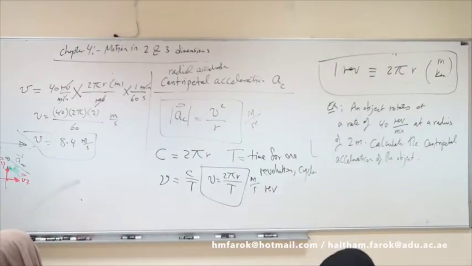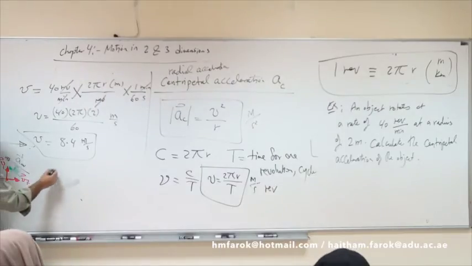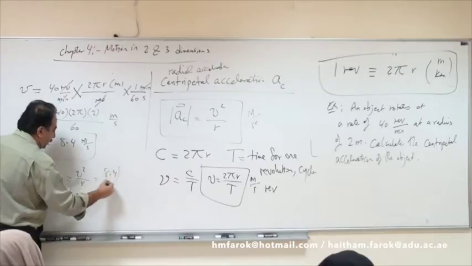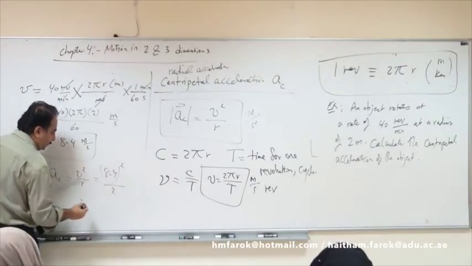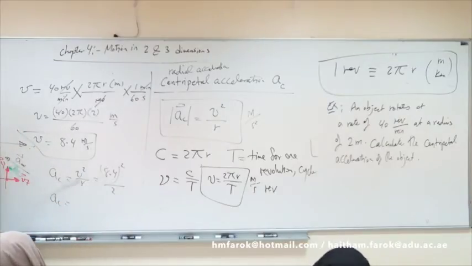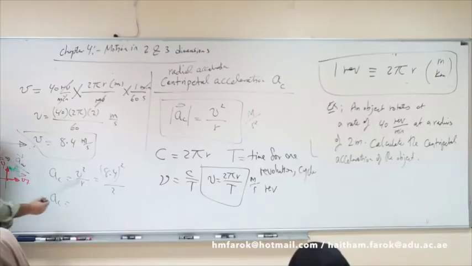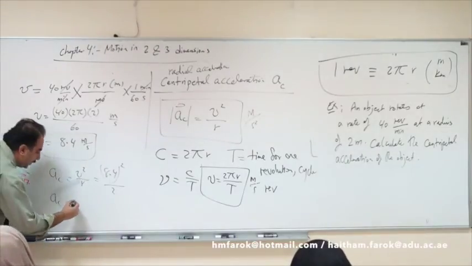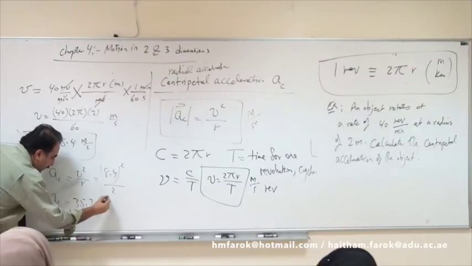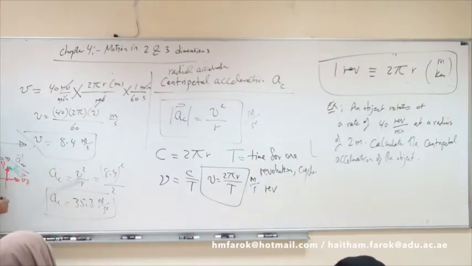Now can you find AC? V square over R, which is 8.4 square over 2. And you find AC. How much is AC? 8.4 square over 2 is 35.3 meter per second square. You got the idea? To convert?